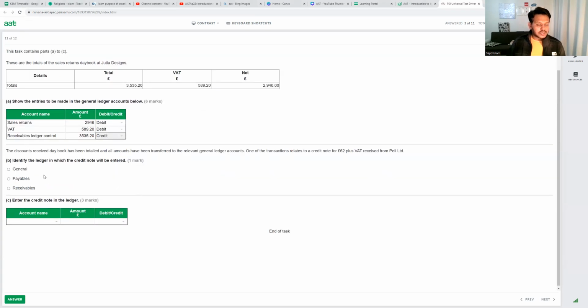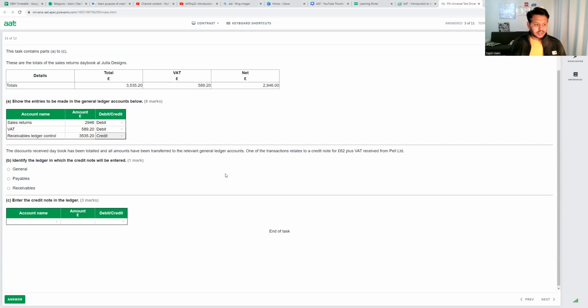The discount received day book has been totalled and all amounts have been transferred to the relevant ledger account. One of the transactions relates to the credit note, 62 plus VAT, received from PEL Limited. So I receive a credit note. Remember that, be very careful. If I receive a credit note, that means I return something to my supplier. If I issue a credit note, that means the customer returned to me and I issue the credit note to my customer. So be very careful with that. If I receive a credit note, that means I am the customer here, because I returned something to my supplier.